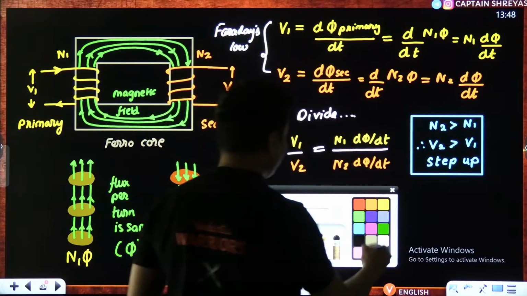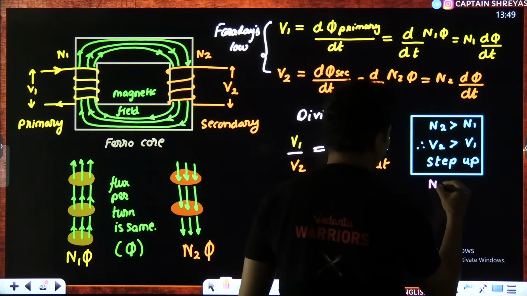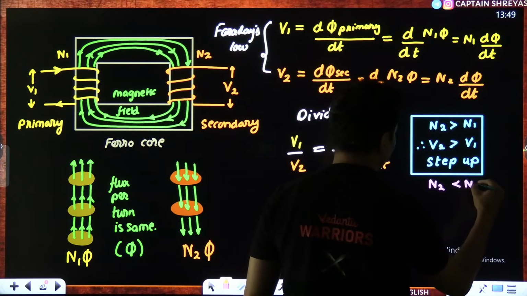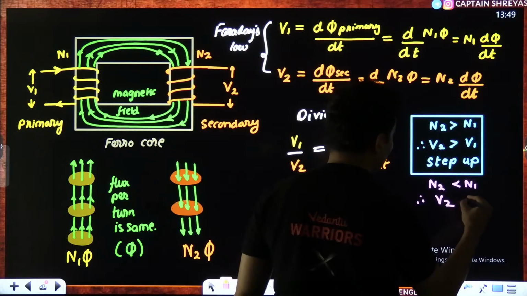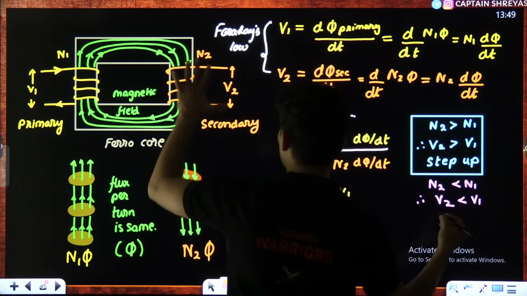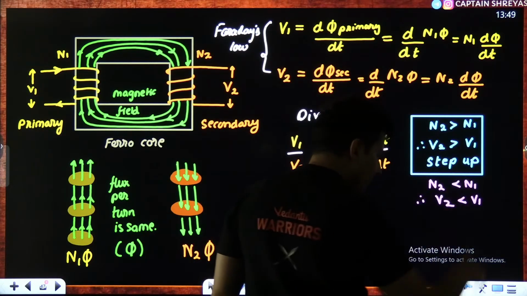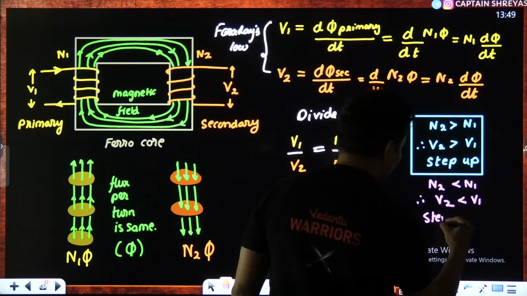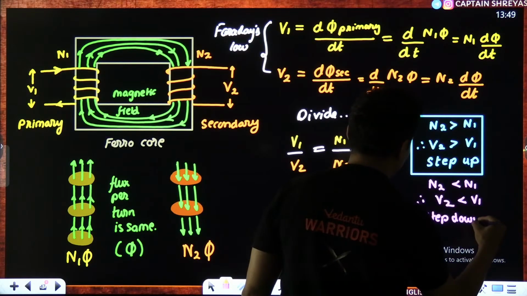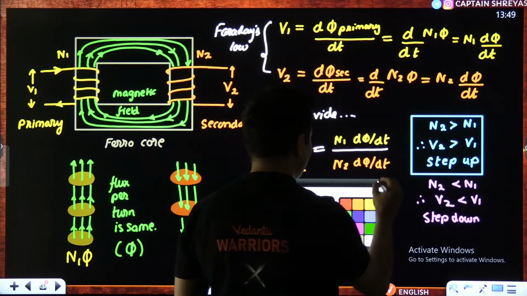The exact reverse is when the number of turns in the secondary is less than in the primary. So the voltage is less on the output side. So this is bringing down the voltage. So it is also called a step down operation or a step down transformer.